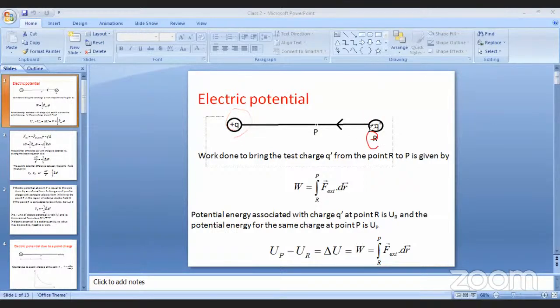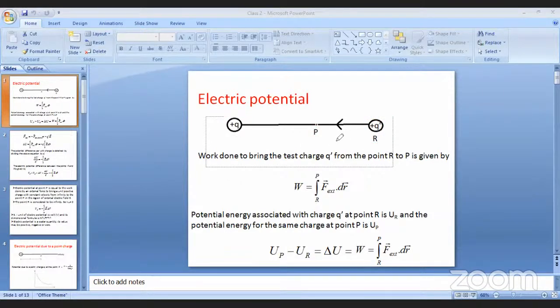So at this point R, whatever work you have done to bring the test charge to this point R, that work is stored as potential energy at this point R. And from here on, you are moving the charge further to this point P. So as you move towards the source charge, you will be experiencing more repulsive force. So you have to do more work against the electric field. Then only you can bring this test charge to this point P, because it is a little bit nearer to the source charge compared to this point R.